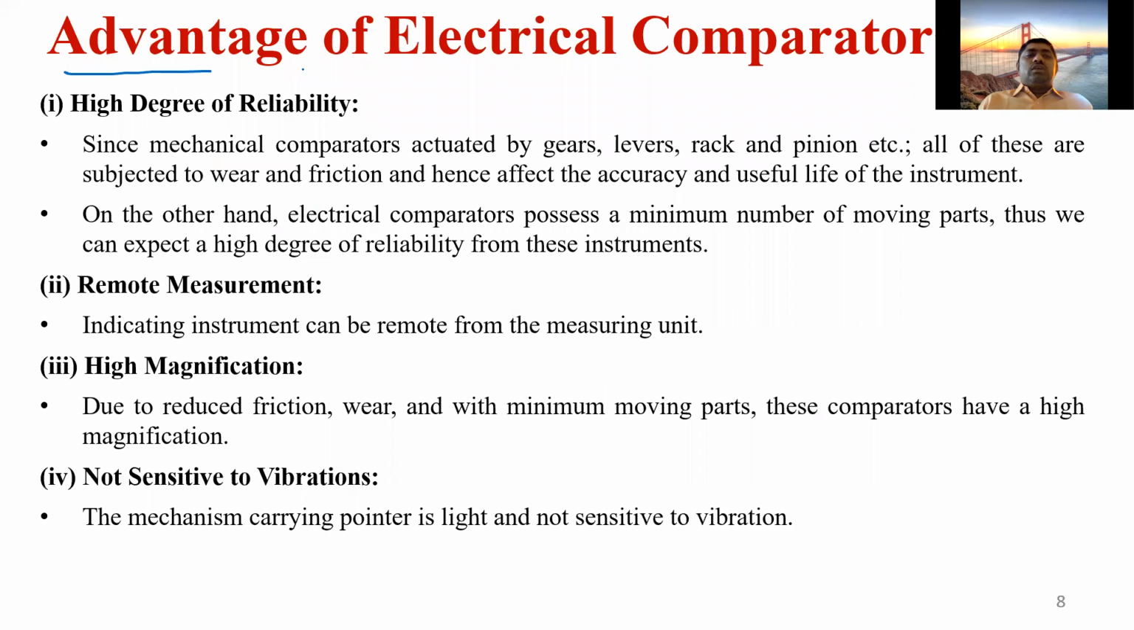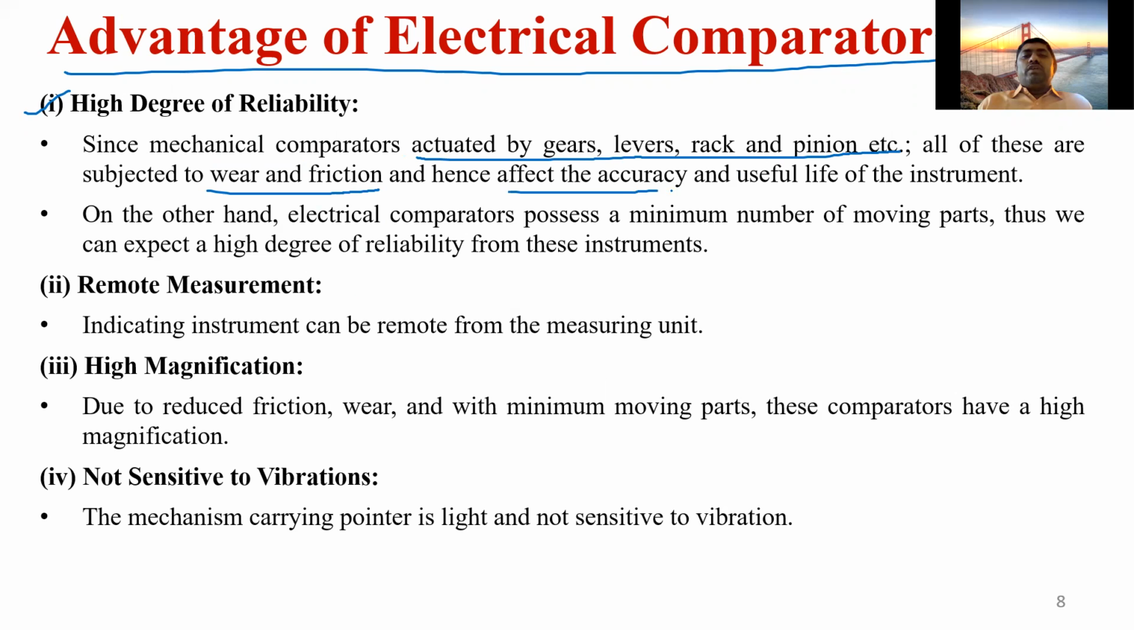Coming to the advantages of electrical comparators. One is a high degree of reliability. In the mechanical comparators, the movement of the plunger is actuated by gears, levers, or rack and pinion. All these are subjected to wear and friction, and hence that affects the accuracy and the useful life of the instrument. On the other hand, in the electrical comparators, we have a minimum number of moving parts. Thus, we can expect a high degree of reliability from these instruments.